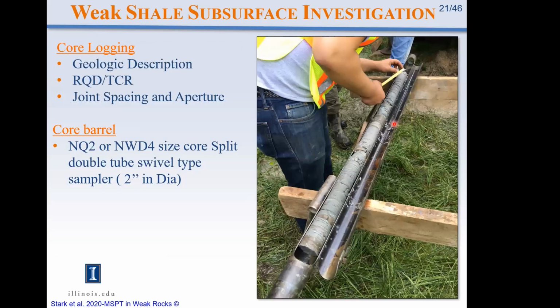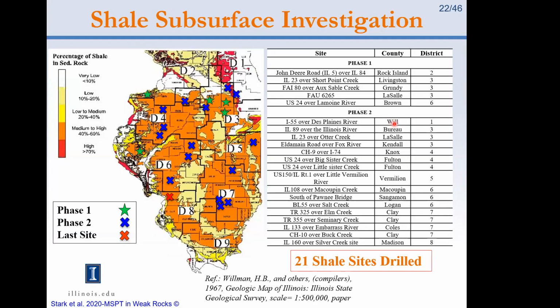And we logged the core, as you see here, used a core barrel that gave us a 2-inch diameter core, which matched exactly the diameter of the triaxial specimen diameter that we needed. So all we had to do was cut a vertical piece out of the core, put it into the triaxial apparatus, as you'll see in just a minute.